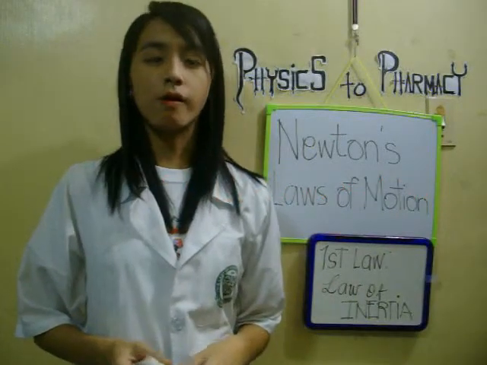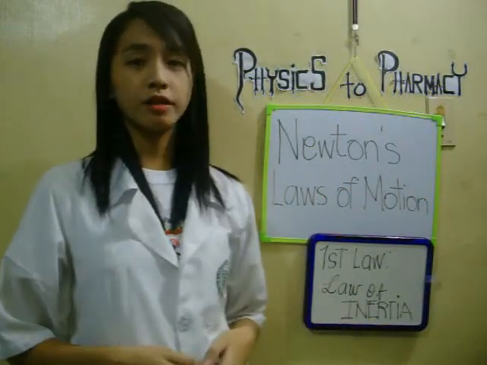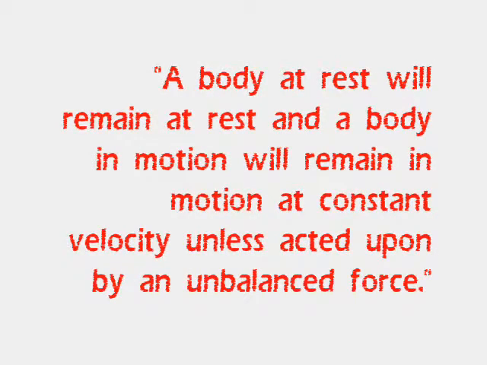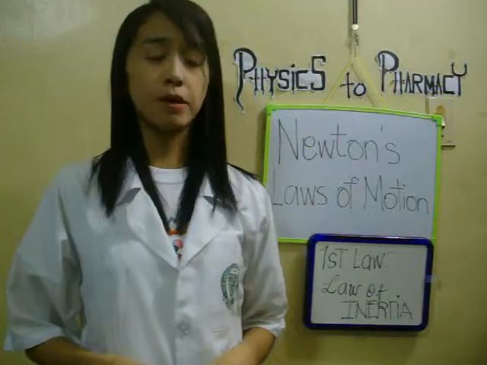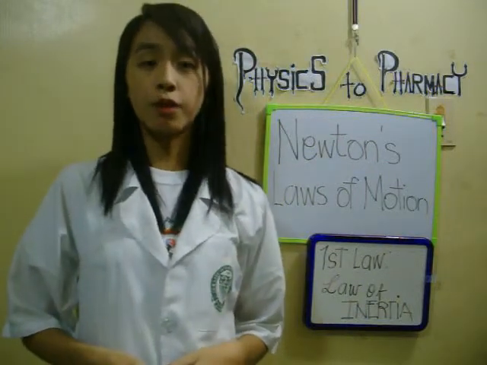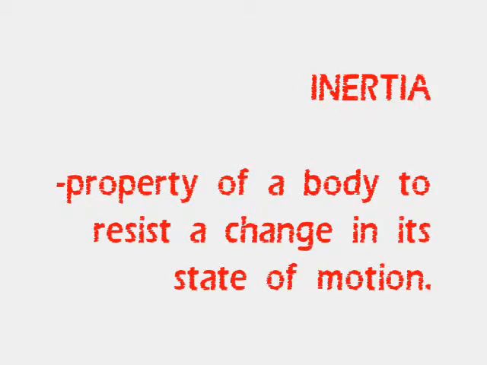The first law, or the law of inertia, states that a body at rest will remain at rest and a body in motion will remain in motion at constant velocity unless acted upon by an unbalanced force. This is because of inertia. Inertia is the property of a body to resist a change in its state of motion.